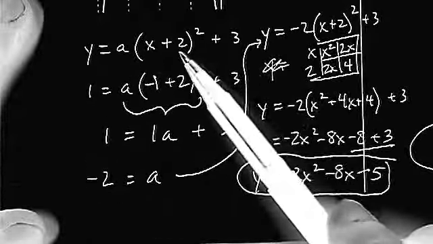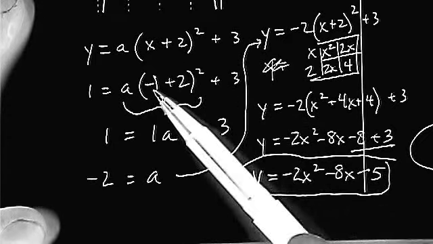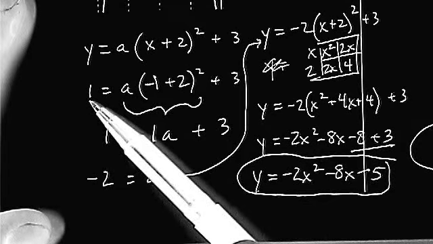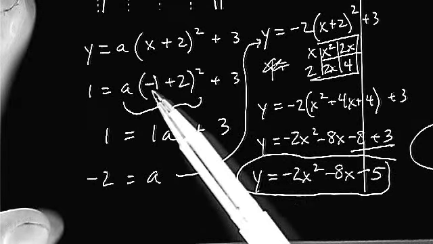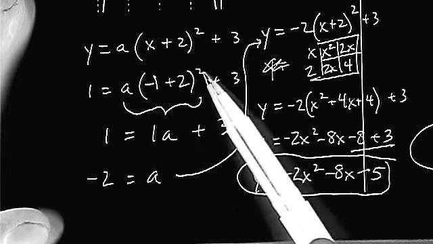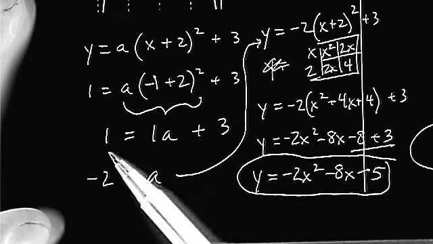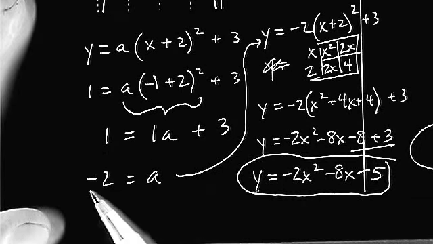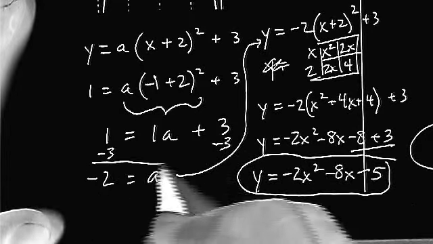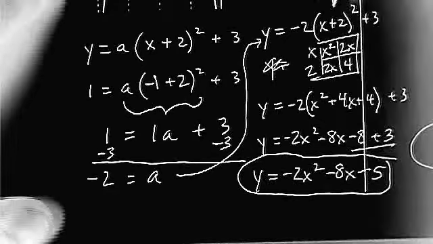I started out with my -2, 3 for my vertex, and I used my coordinate -1, 1 that was also on the graph in order to help me find the value of a. Now all of this stuff right in here, if you add those together, you get a 1, and you square it, you also get a 1. So I have 1a plus 3 equals 4. And so I can subtract the 3 and get -2. So a was -2.